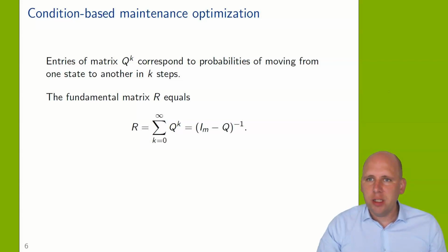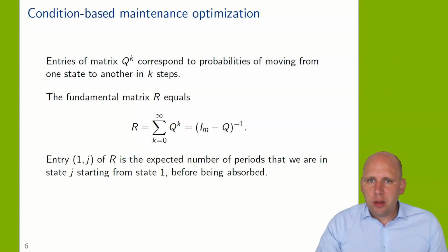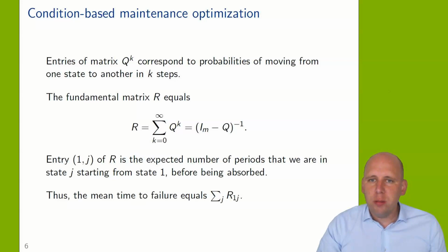And for our analysis, the first row of this matrix is important. Entry j of this row equals the probability that starting from state 1, we are in state j after 1 period, plus the probability that we are there after 2 periods, plus the probability that we are there after 3 periods, and so on. That means that entry j of this first row equals the expected number of periods that we are in state j before being absorbed. And if we then take the sum of the first row, we have the mean time to failure.